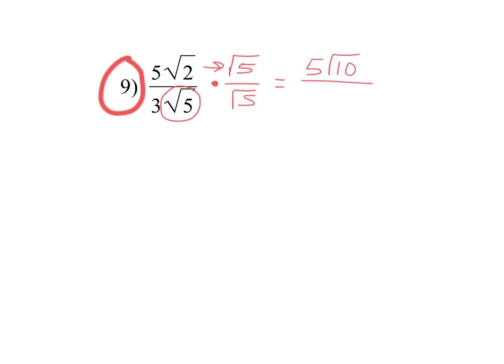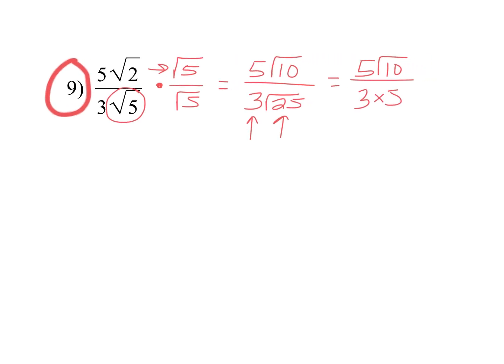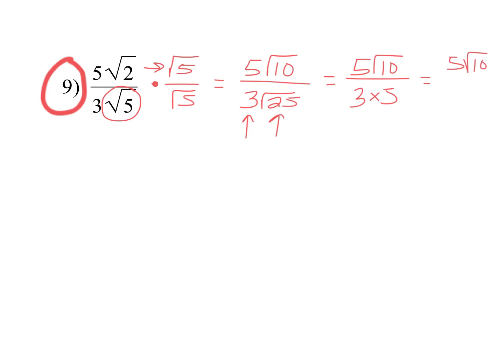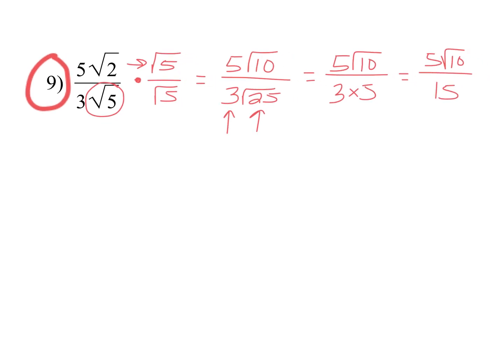On the bottom, I get 3 square root of 25. Keep going. Can I do anything with the top? Nope, 10's fully simplified. And then the bottom, I get, yep, I get that 3 times 5, which is 15. Okay, last step. Sometimes some of us think we're done, but what can I do still? Simplify the numbers. How many times is 5 going to 5? 1. How many times is 5 going to 15? 3. So then you get square root of 10 over 3.